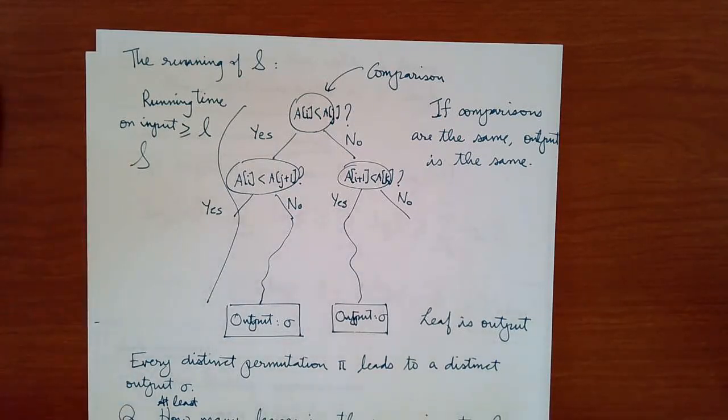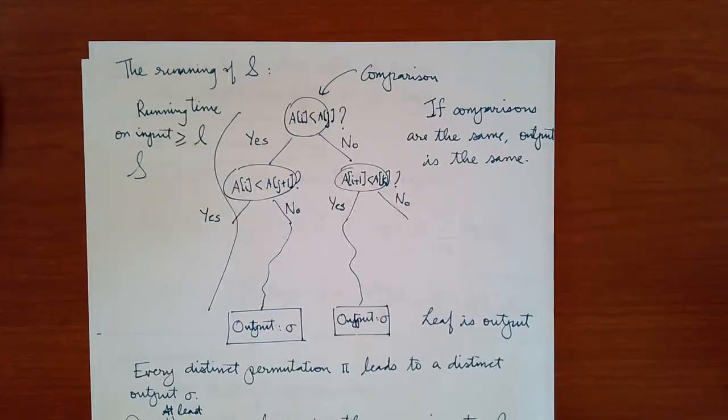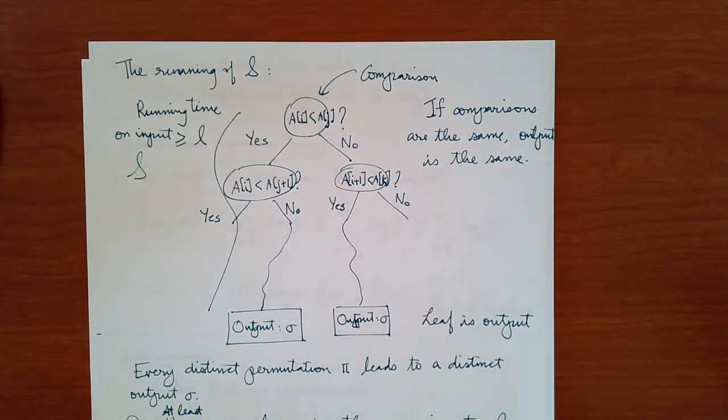Hence this is also sometimes referred to as the information theoretic lower bound, because it says that each comparison only gives it one bit. And so as it goes down the tree, it's gathering bits, and it needs to gather n log n bits to make a correct decision.